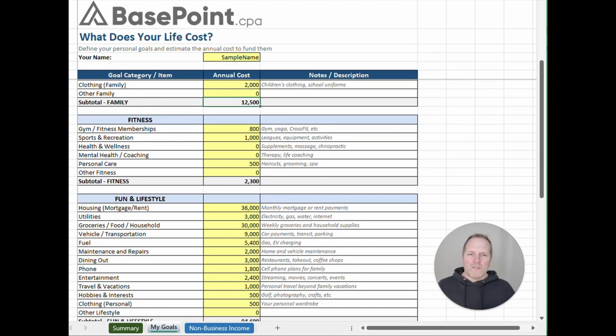Then fitness. So maybe you've got a gym membership. I always say be careful about the set and forget expenses. Gym memberships can be one of those if you're not utilizing them. So it's not bad to pay for a gym membership. Just make sure you go, okay?